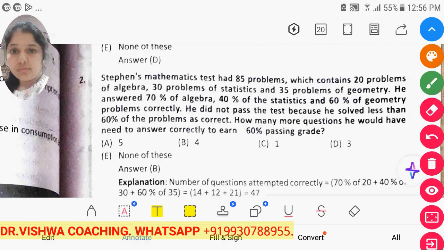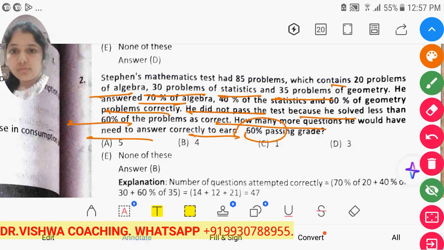Now Stephen's mathematics test had 85 problems, which contained 20 problems of algebra, 30 problems of statistics, 35 problems of geometry. He answered 70% algebra, 40% statistics, 60% geometry correctly. Now he did not pass the test because he solved less than 60% of the problems. How many questions would he need to answer correctly so that he earns 60%?